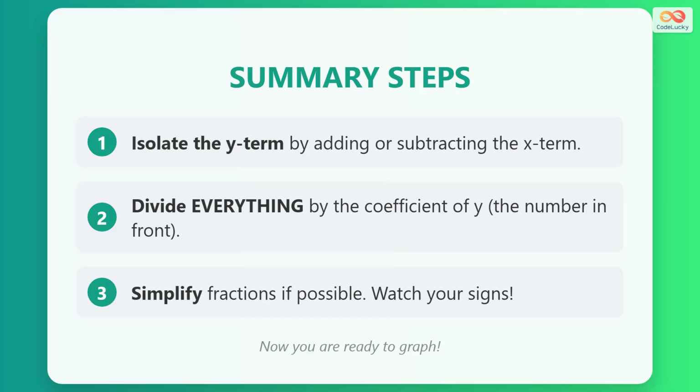To summarize, here is your checklist. 1. Isolate the y term by adding or subtracting the x term. 2. Divide every term by the coefficient of y. 3. Simplify your fractions and double-check your signs. If you follow these steps, you will get the correct equation every time.